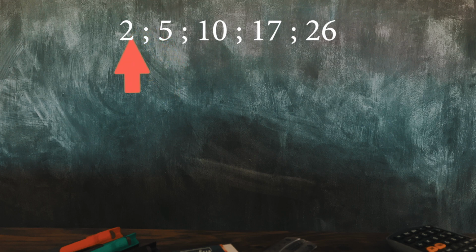So 5 minus 2 is a positive 3. 10 minus 5 is a positive 5. 17 minus 10 is a positive 7. And 26 minus 17 is a positive 9.